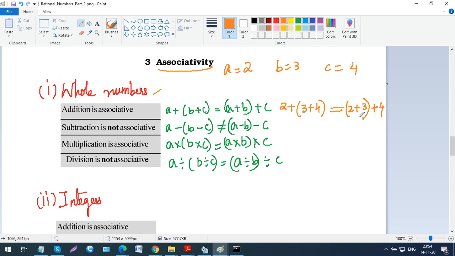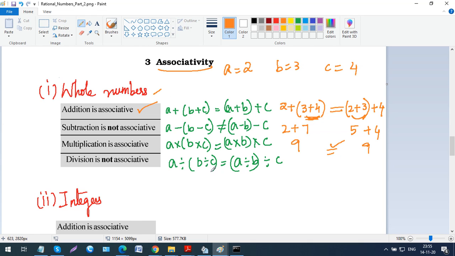So what does the bracket do? We have to solve the bracket term first. That is what the bracket means. You should not add 2 plus 3 here. You should first add 3 and 4 because they are both inside the bracket. So first you add the bracket and then add the number outside. So you get 2 plus 7, which gives you 9. Here, 2 plus 3 is 5, so first you add the first two terms, then plus 4 is 9. Both give you the same answer. So it's associative. Whole numbers are associative.